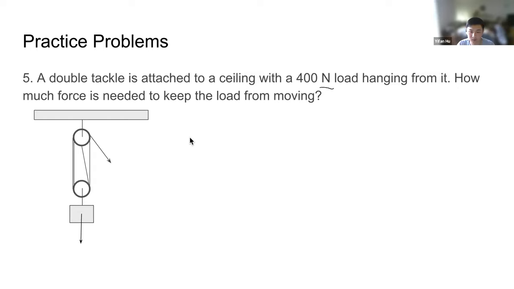Okay, I've gotten a few correct answers. So we first count the IMA of the double tackle, in which you can see there are four lines in between the two pulleys, the stationary pulley and the bottom pulley. So the IMA would be equal to four, and the AMA is the output force over the input force. Because we're assuming this is ideal, the IMA is equal to the AMA.